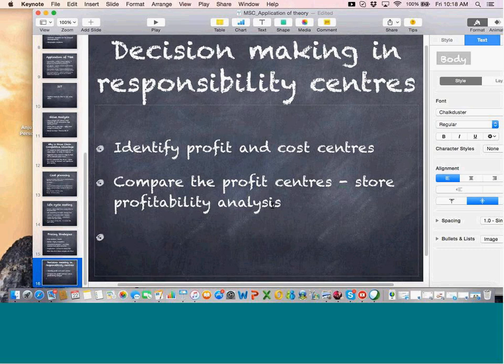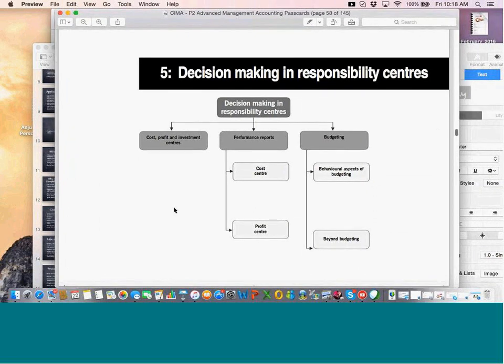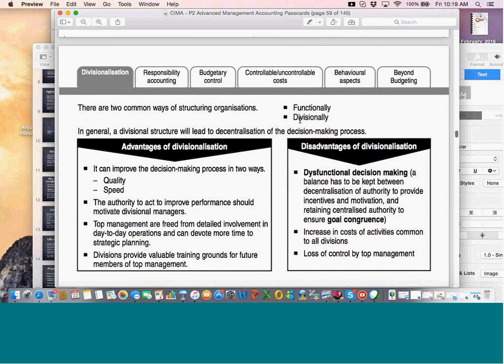So let's go back to my decision-making interest. We have cost, profit, and investment centers. We look at performance reports and budgets. Now, why are we doing this whole thing? It is to analyze our whole operation and look at the structure itself. There are two common ways of structuring an organization: functional and divisional.